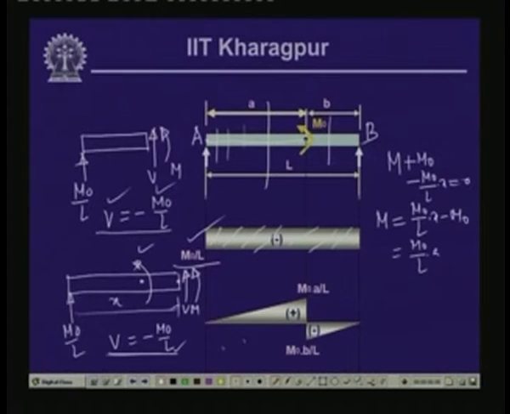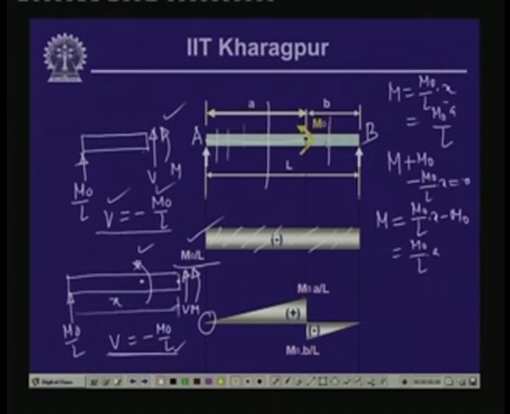Now, looking into the bending moment over here for this segment, M is equal to M0 by L into x from here to here. So, up to this particular point x is varying linearly. When x is equal to 0, the bending moment is 0. When x is equal to a, the bending moment is M0 times a by L. So, this is the value of the bending moment over here.